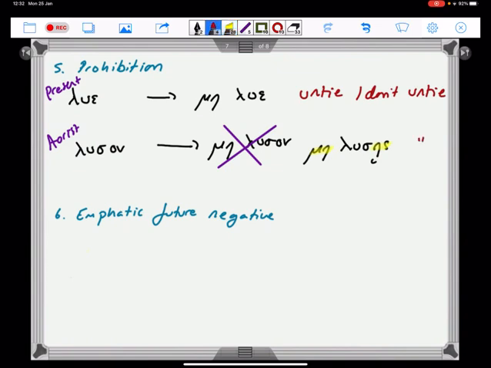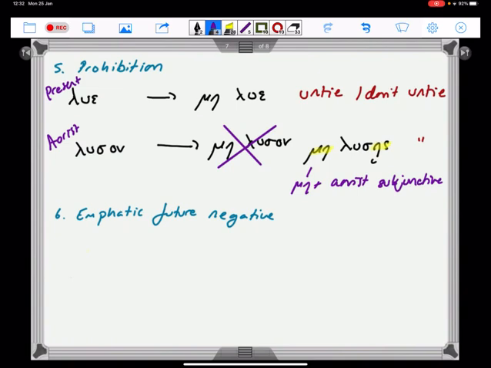So here your prohibition is going to be me and an aorist subjunctive. The meaning is the same, untie, don't untie, it's an aspectual difference. In grammatical terms, you've got me plus the aorist subjunctive to give you a negative aorist command, an aorist prohibition. So, present negatives, imperative, aorist negatives, subjunctive.